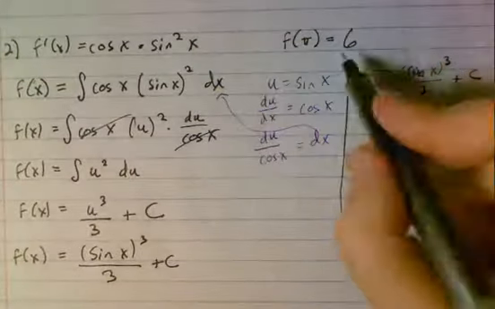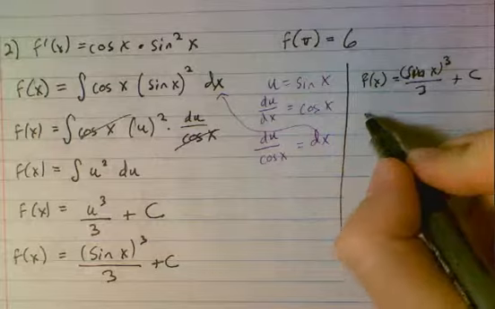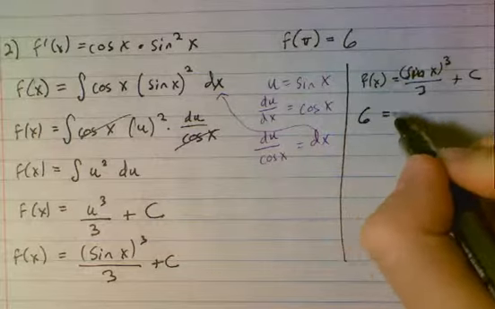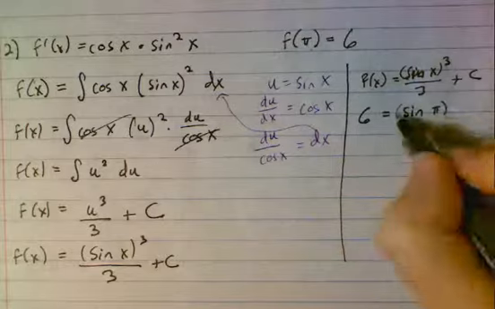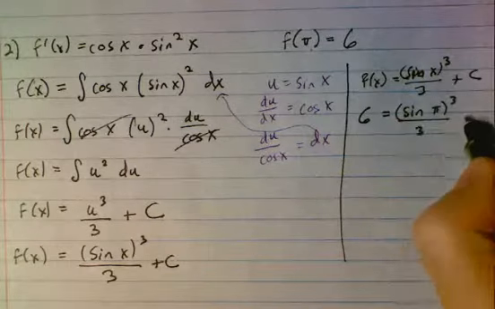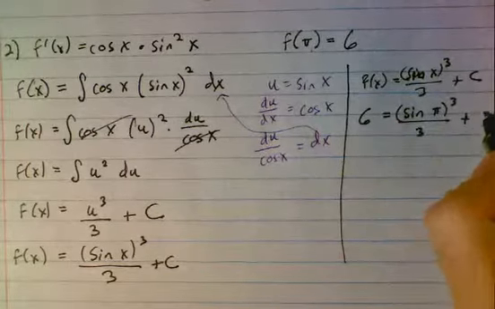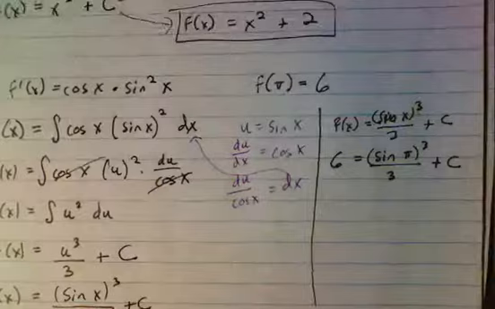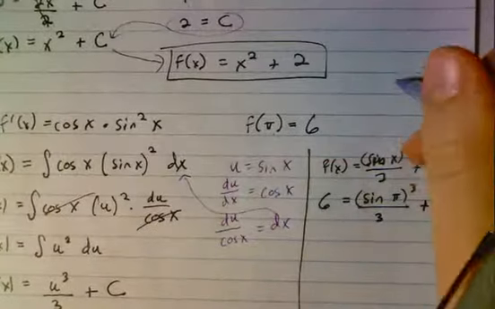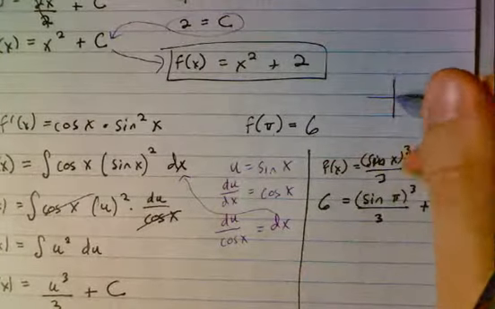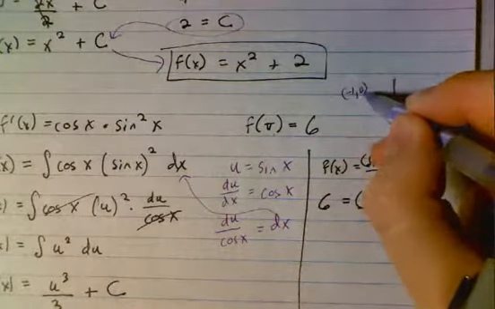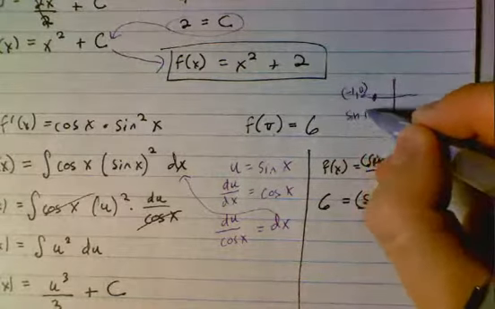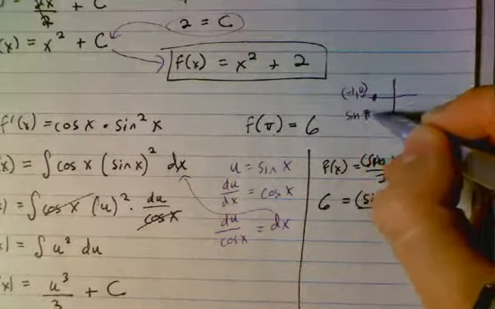We know that f of pi equals 6, so we're going to put 6 in for f of x and pi in for x. So we're going to have sine of pi cubed over 3 plus c. Now we need to find the sine of pi, so I'm just going to draw my axes. This point is -1, 0. Sine is the y. So sine of pi equals 0.